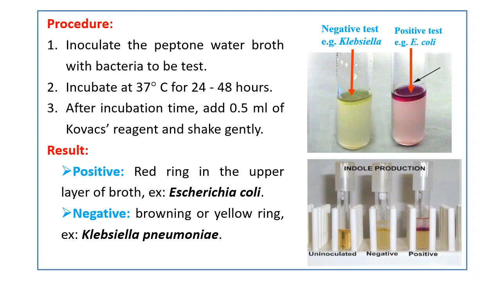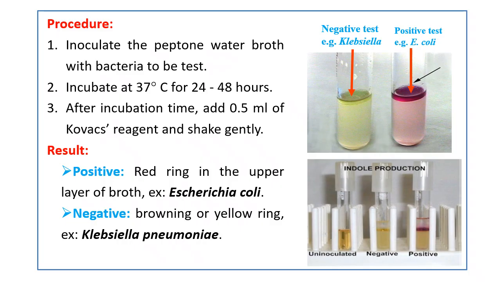The procedure of the indole test. How to perform this test in a lab. First, we inoculate the bacteria in a peptone water broth. After that, we incubate it at 37 degrees for 24 to 48 hours. After the incubation period, we add the reagent, Kovac's reagent. The positive result appears as a red ring, like E. coli. The negative result, a yellow ring at the top, like Klebsiella pneumoniae.